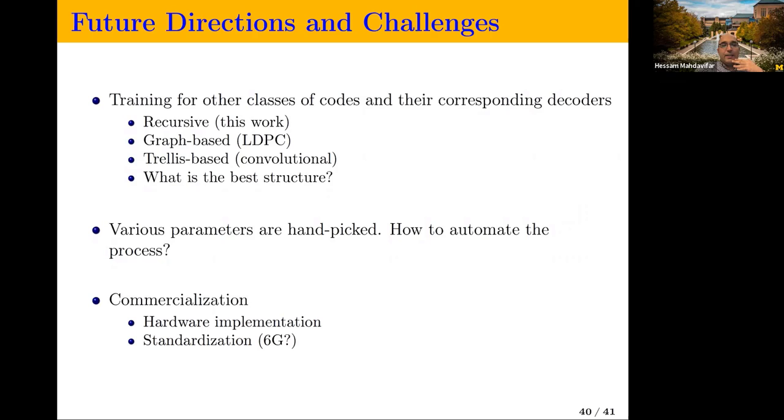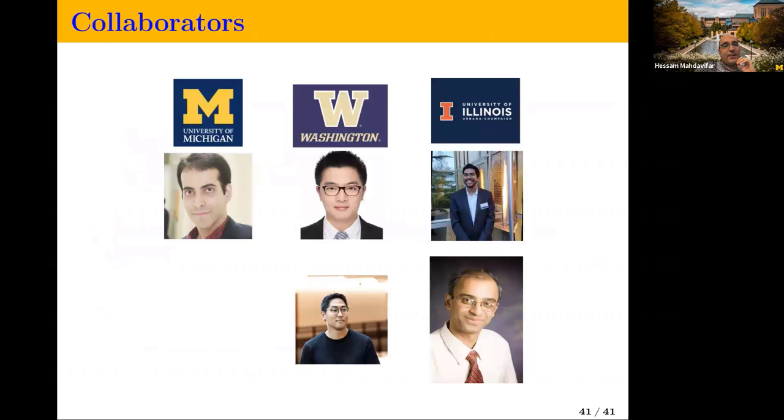And then from there, perhaps we can propose this for our 6G standard. This is collaborative work with my PhD student, Ray Jamoli at Michigan, my collaborator, Sewoong Oh at Washington, and Pramod at Illinois, and their PhD students, Jiang and Ashok. I would like to thank all of them. And yeah, I stop here and take questions.